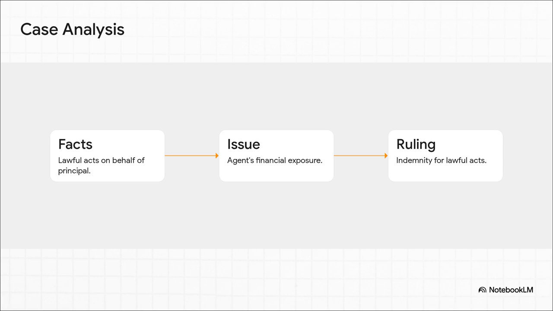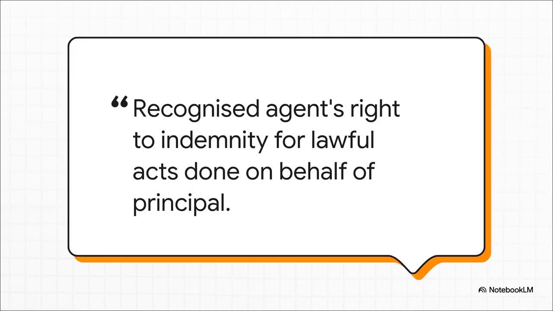And Step 3. The ratio decidendi. The Supreme Court stepped in to firmly interpret Sections 222 and 223, ensuring that an agent cannot be left financially ruined for simply doing exactly what the principal instructed them to do in good faith. Recognized agent's right to indemnity for lawful acts done on behalf of principal.